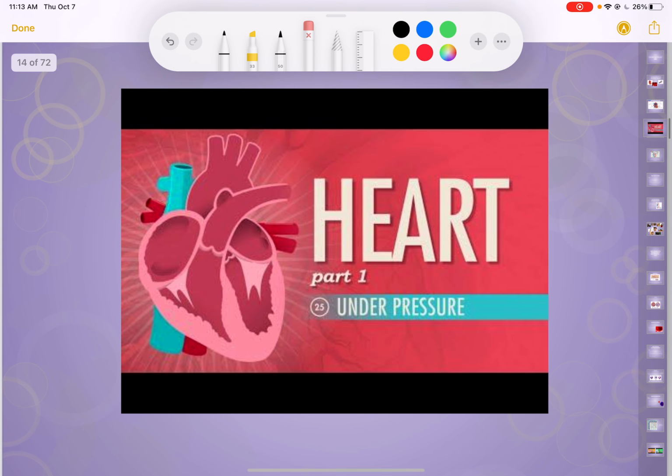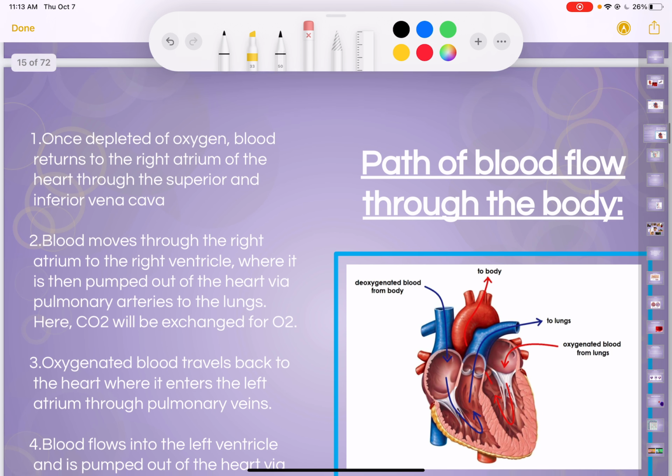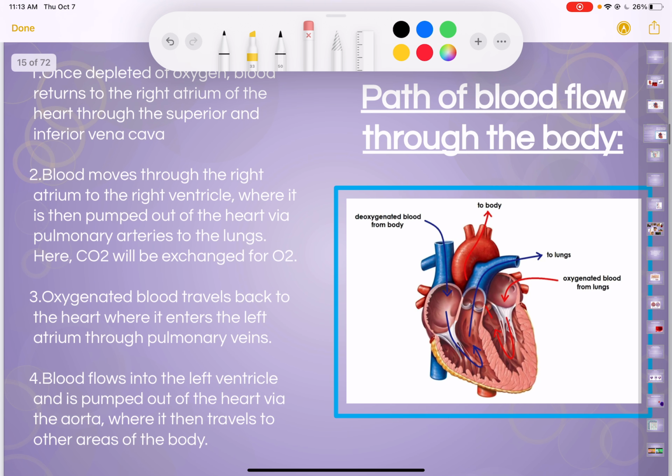So here's a little video about the heart. You can also watch that. I can't play it inside of this video. This is explaining the pathway of the blood through the heart, and I already sort of drew that in the last diagram, but I'll read through this.